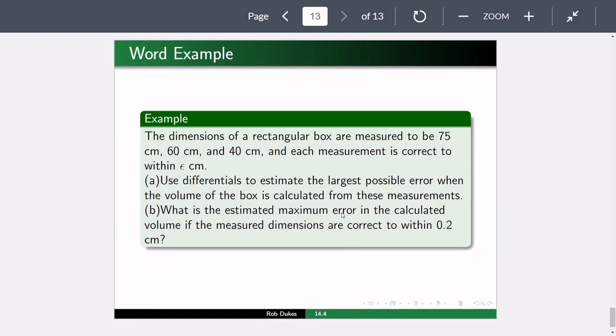So, the dimensions of a rectangular box are measured to be 75, 60, and 40. Length, width, height. You could switch them around, I suppose. It doesn't really matter what you call them. But do the exact same thing. Find the largest possible error when the volume is calculated from these measurements that are off by as much as epsilon. And then what if epsilon is 0.2 centimeters?